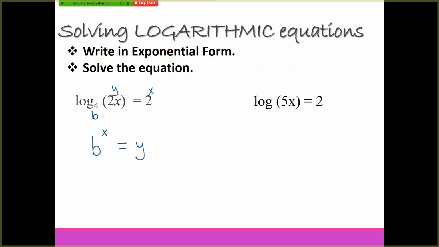So if I move the numbers around, I'm going to have b to the x power. Well, b is 4, x is 2. So I'm going to have 4 to the second power equals y. In this case, we said y was what's in the parentheses, 2x. We do know that 4 squared is 16, so now we have 16 equals 2x. Then divide both sides by 2 to get an answer of x equals 8.